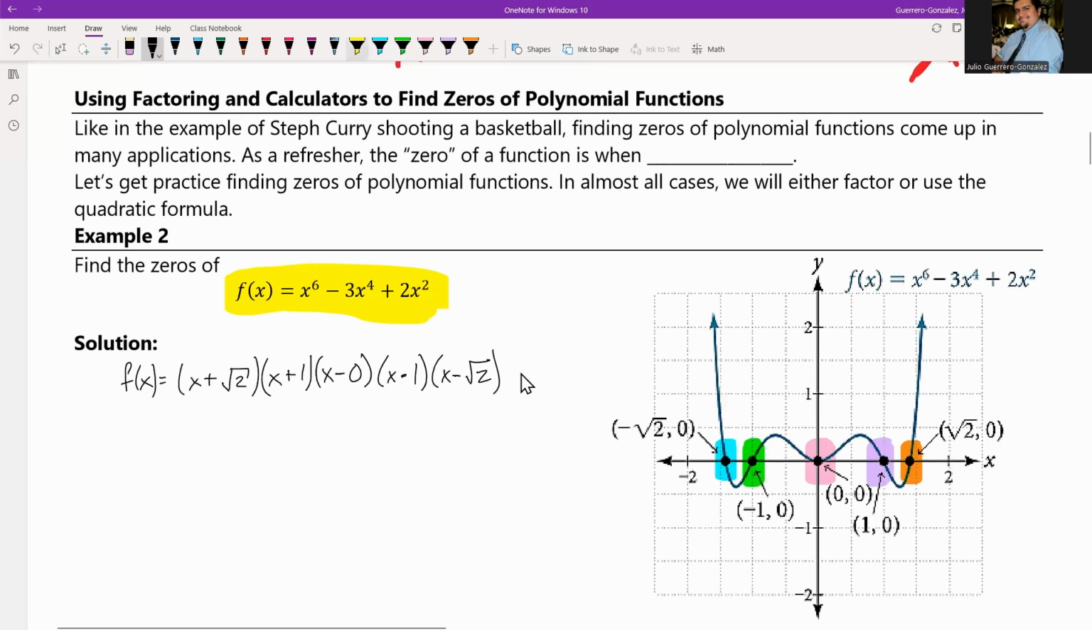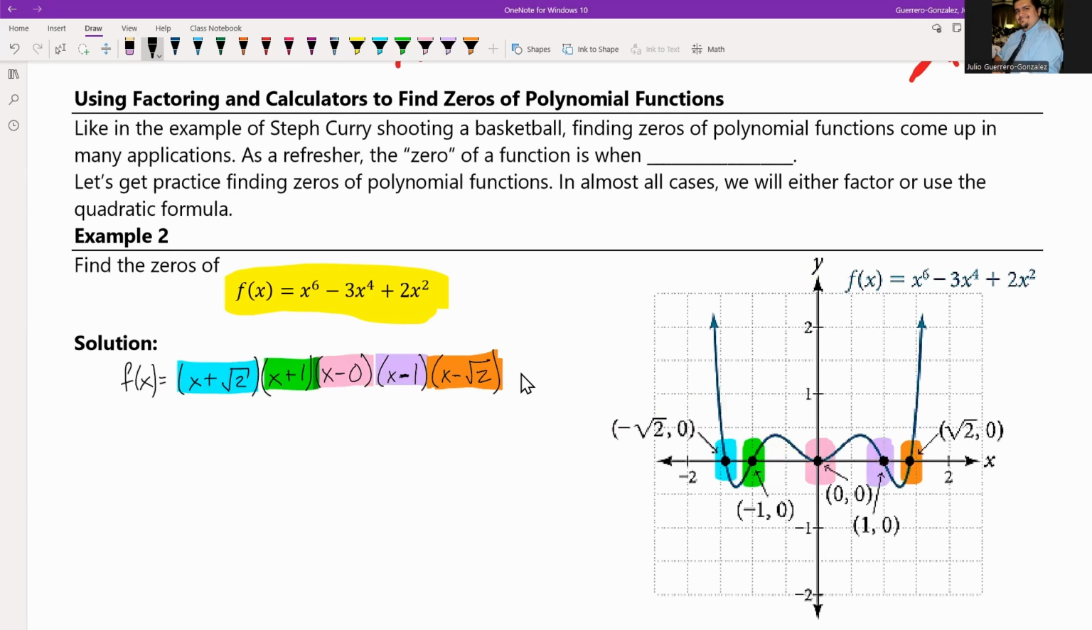Let me highlight each one as it went across. That one was that one, that one's that one, just to color code them so we keep track of our thoughts. All right, there we go. Those are all of our x-intercepts. What I'm going to do now is expand this out.